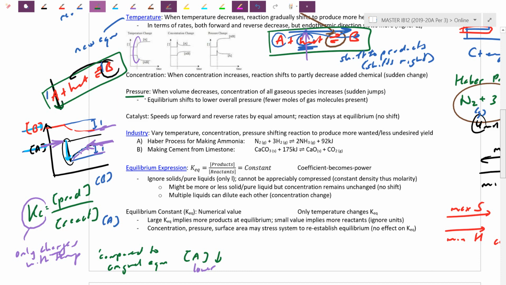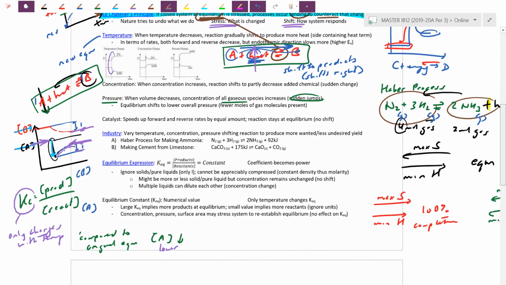Let's do a pressure shift. Pressure specifically, again, we're looking at gaseous particles here. There's going to be sudden jumps in everything. So let's go back to the Haber process again. Let's do N2 + 3H2. We are already at equilibrium. That's when we start poking the system.